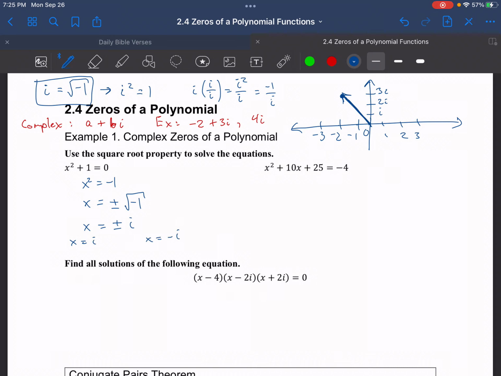And if we wanted to write this in complex form, then this one would be 0 plus i, and this would be 0 minus i. But we don't usually write the 0 if there's not a real component to it. All right, let's try the next one.